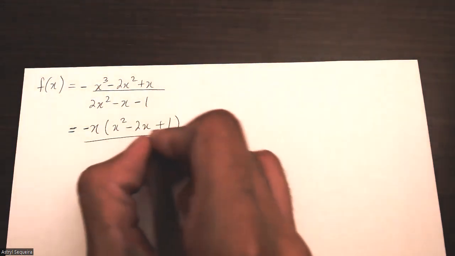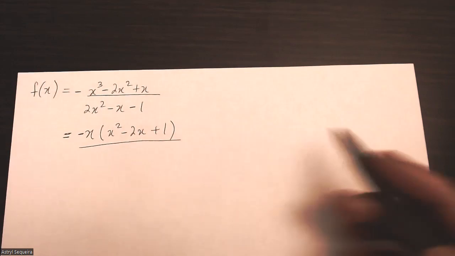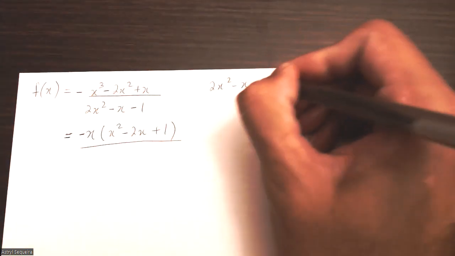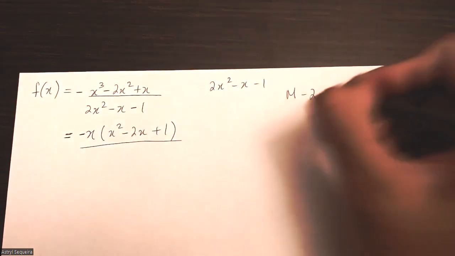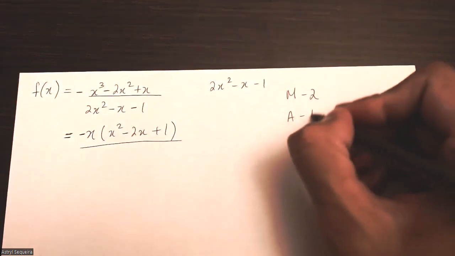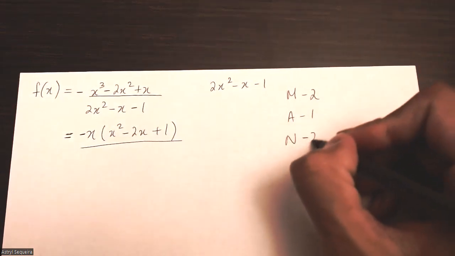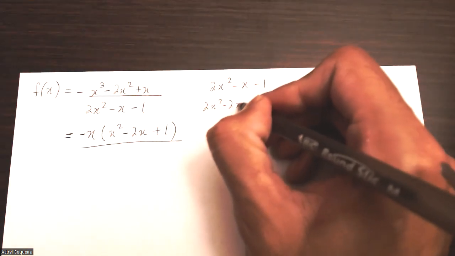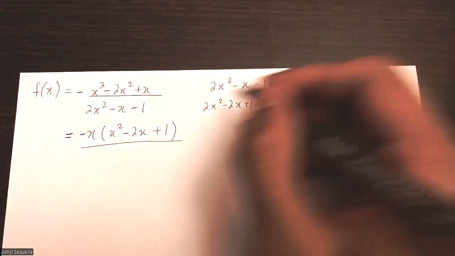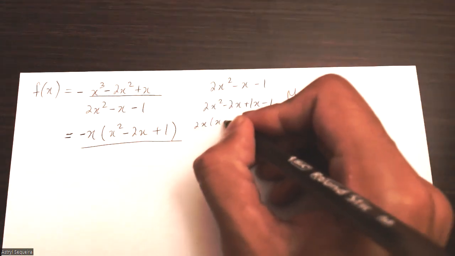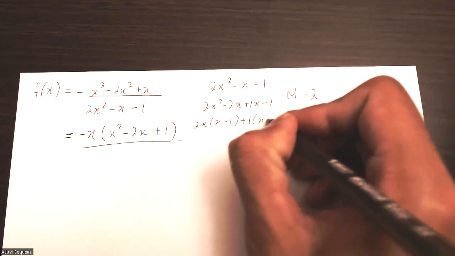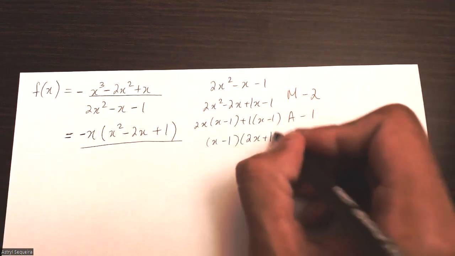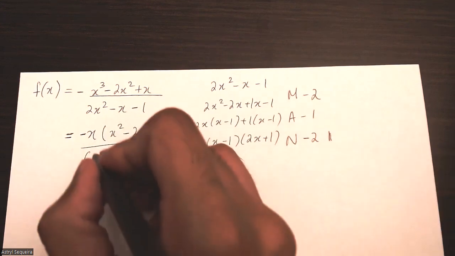The bottom I'll factor as a complex trinomial, so I'll do that on the side over here. 2x squared minus x minus 1. So what multiplies to negative 2 and adds to negative 1? It's just negative 2 and positive 1. I'll do grouping. Left with x minus 1 times 2x plus 1 on the bottom.